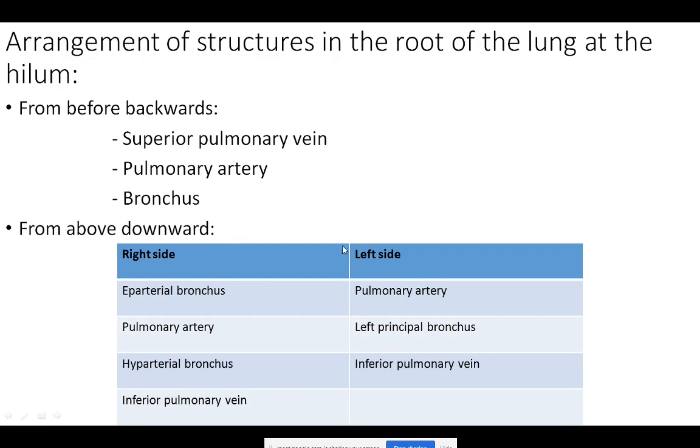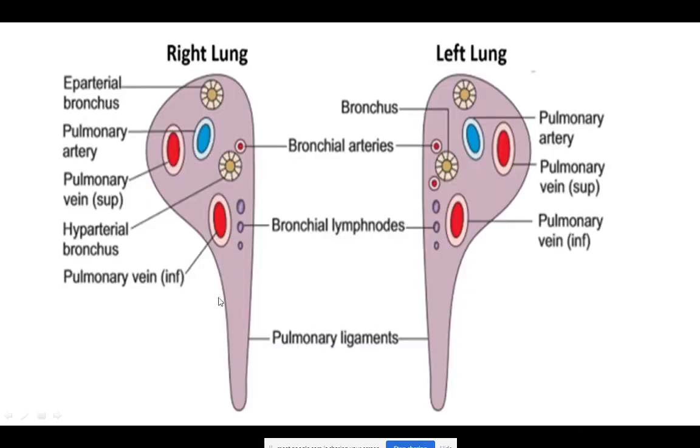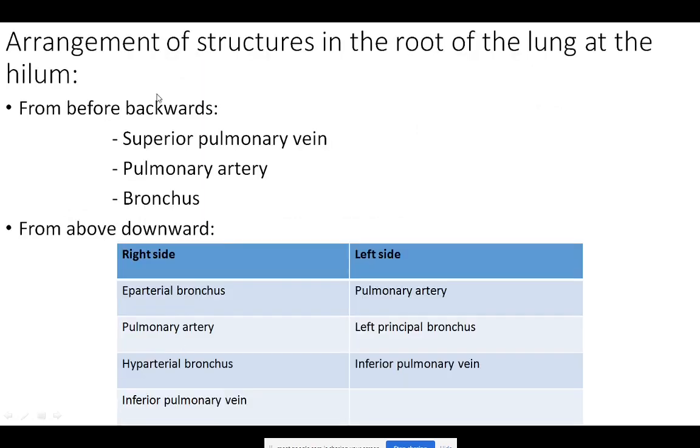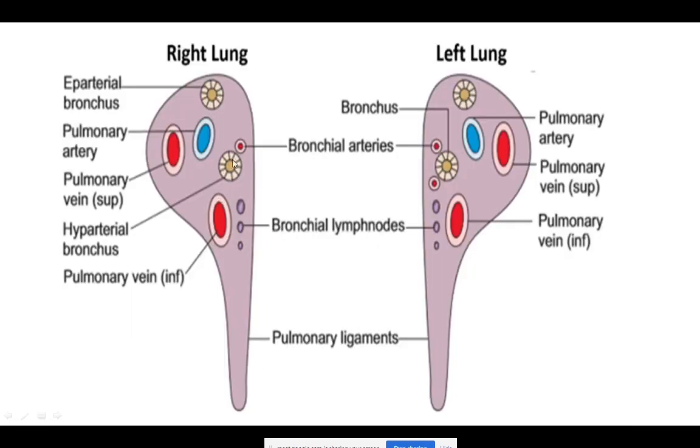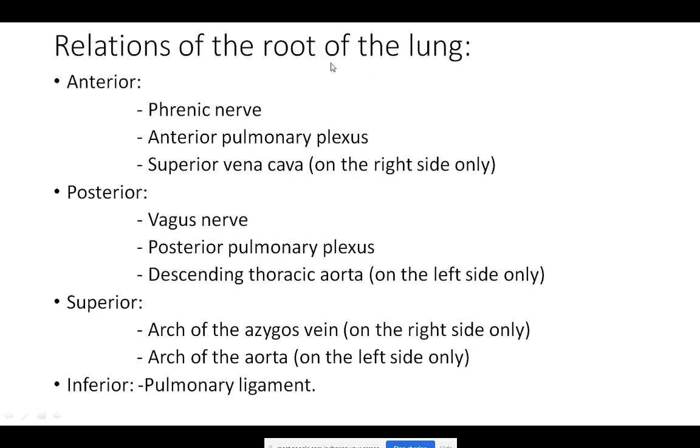From above downwards, the arrangement of the structures started with the eparterial bronchus, okay, then the pulmonary artery, this is the pulmonary artery, then the hyparterial bronchus, this one, and the most inferior one is the inferior pulmonary vein. Relations of the root of the lung anteriorly, this one we have already discussed before, so you can read it on your own, okay.